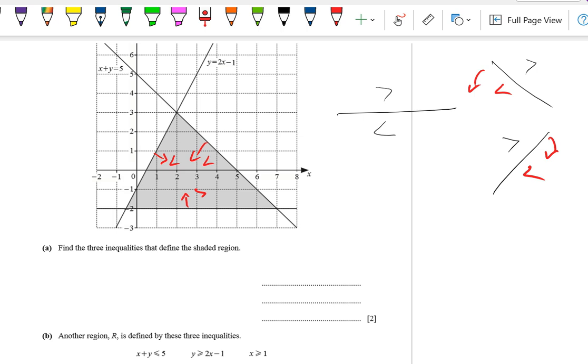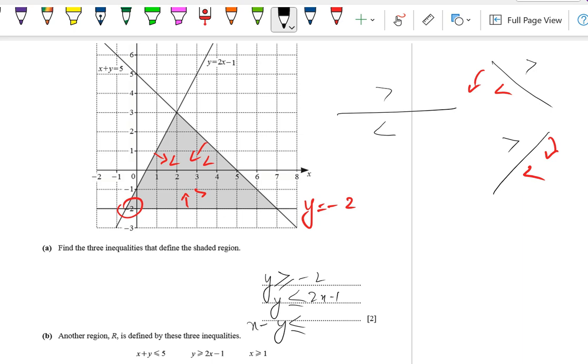We are missing the equation, so this equation should be y is equal to minus 2. So the final answers would be y is greater than or equal to minus 2, y is less than or equal to 2x minus 1, y is less than or equal to, x plus y less than or equal to 5.